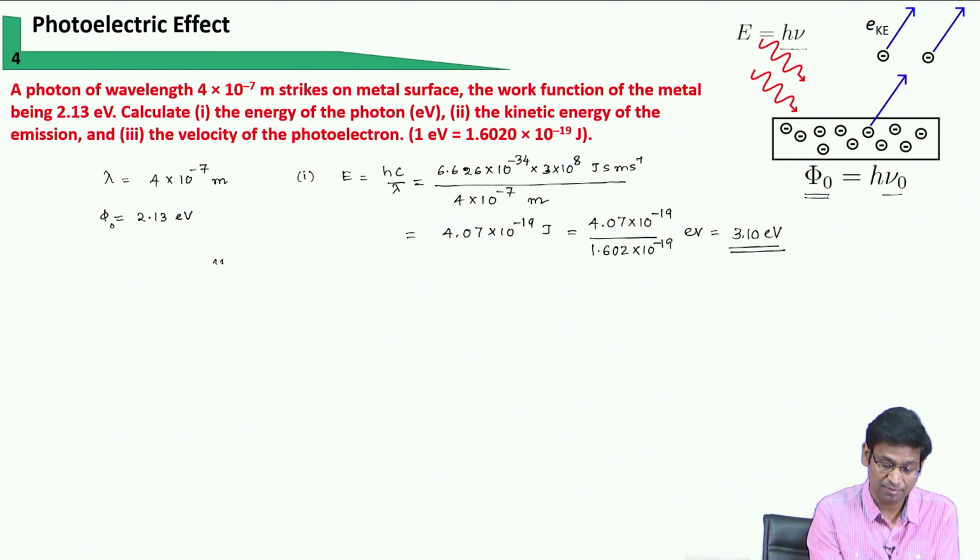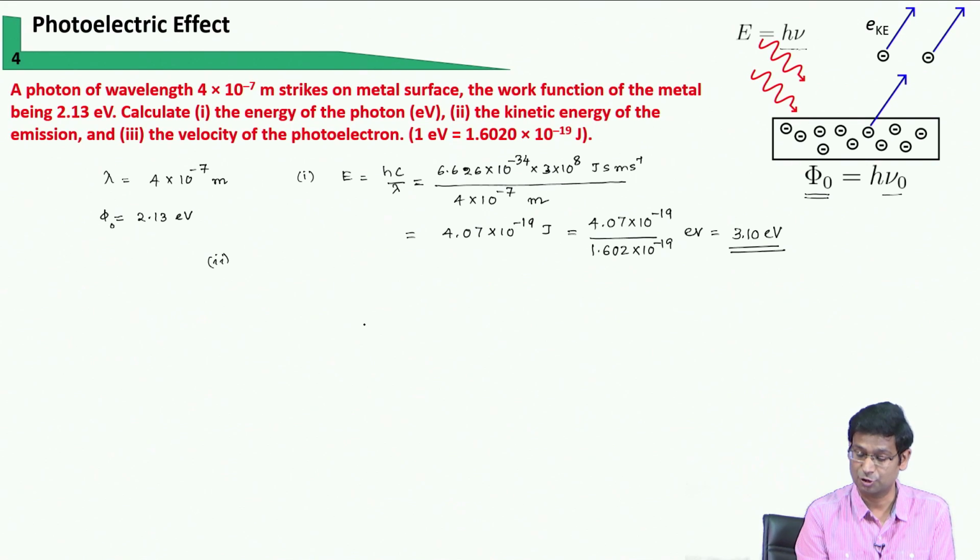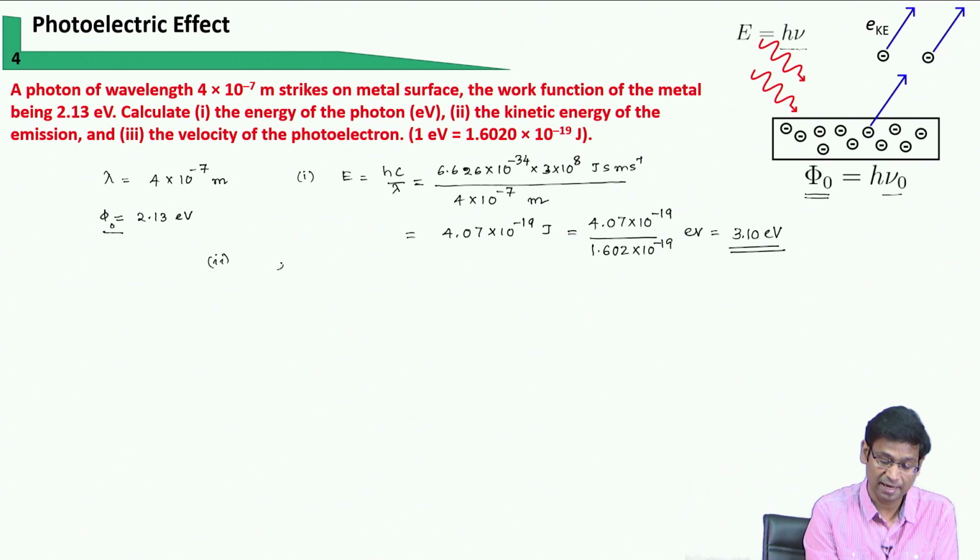Now, looking at the second bit, it is asking what is the kinetic energy of the emission. So, this much light energy we are giving through the light, and the work function phi 0 is given here. The remaining energy will be converted to the kinetic energy of the electron. So, the kinetic energy of the electron is E minus phi 0, which is 0.97 electron volt, because phi 0 is 2.13 and this is 3.10 electron volt.